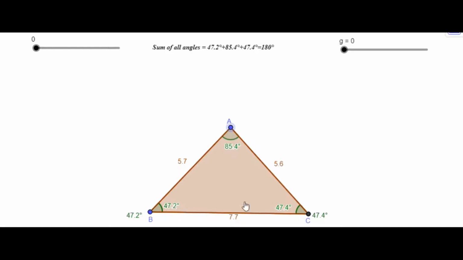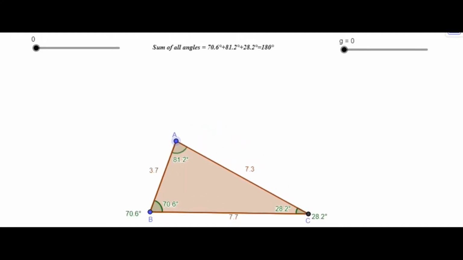I've got two angles, 47.2 and 47.4, which are almost equal, but still you see 47.4 is a slightly larger angle than 47.2, and that is why the side opposite to that is 5.7 units. And the slightly smaller angle 47.2 has got a slightly smaller side, which is 5.6 units. But the largest angle in this triangle is 85.4, and the side opposite to that is the longest side.